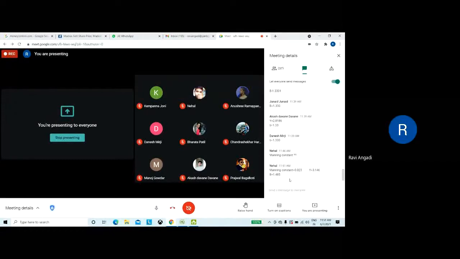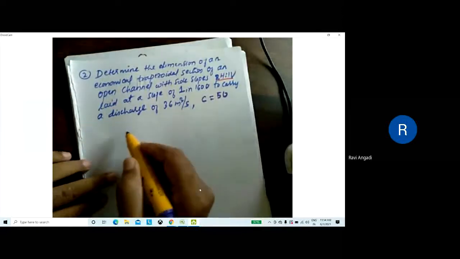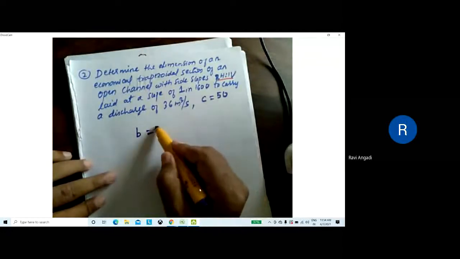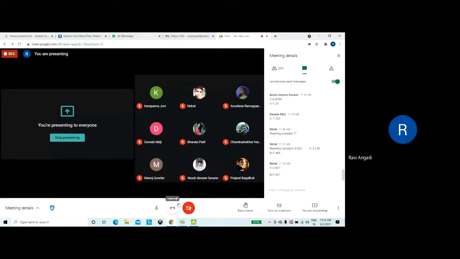Nehal, you have taken 0.023 Manning's n. Yes, sir. Okay, instead of that, take C equal to 50 and calculate once again. This is also correct, but take C equal to 50 and calculate. Yes, Nehal, please post your answer. Nehal has posted the answer: B equal to 1.447 and Y equal to 3.067.